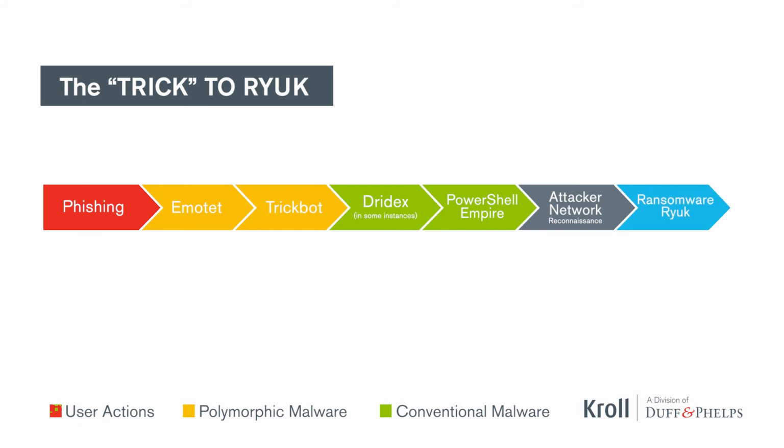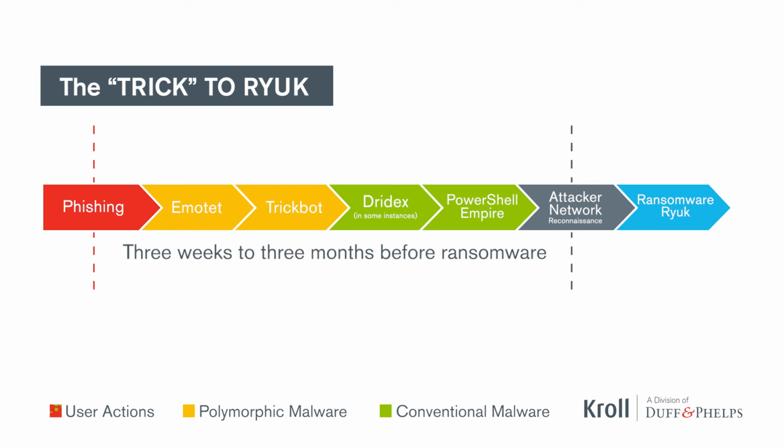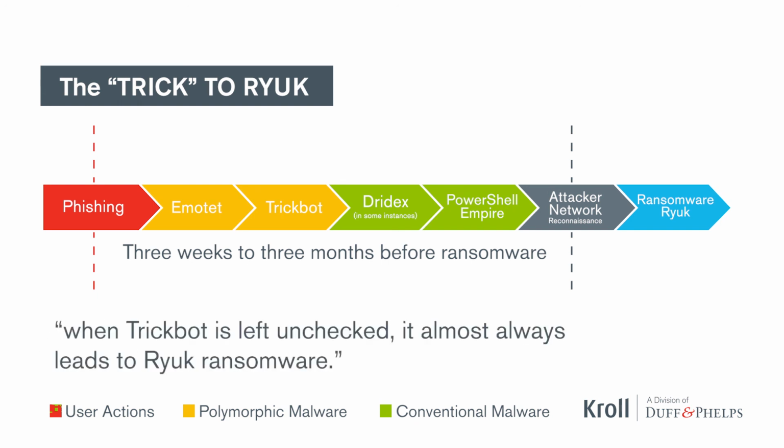Now, you see a timeline on there of about 3 weeks to 3 months. That's not really a firm and fast rule, but that's about the average of what we're seeing from an initial TrickBot infection to Ryuk ransomware. And so ultimately that means you have time to try and detect TrickBot and get it out of your network prior to the ransomware deployment. Because when TrickBot's left unchecked, it almost always leads to Ryuk ransomware.